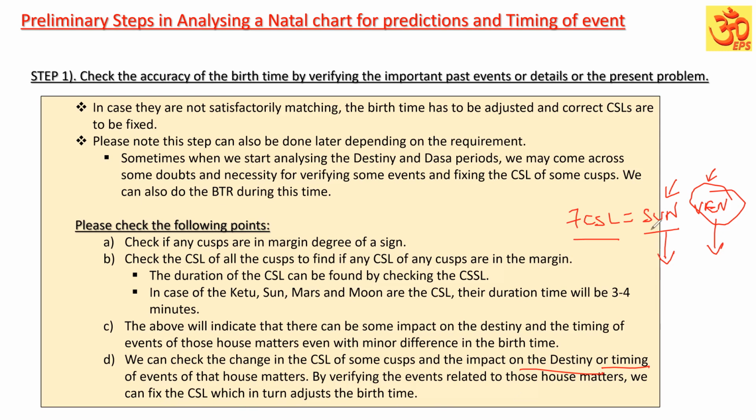So when we want to verify the birth time, we verify the past events according to those house matters. We may feel that we have to adjust the birth time, because instead of the Sun it should be Venus only, then only it matches the destiny and the timing of events. By adjusting that cuspal sublord, indirectly we are adjusting the birth time. So this is also birth time verification and birth time rectification. I hope you are able to understand. This is step number 1 in the preliminary steps. Next, we will go to step number 2.